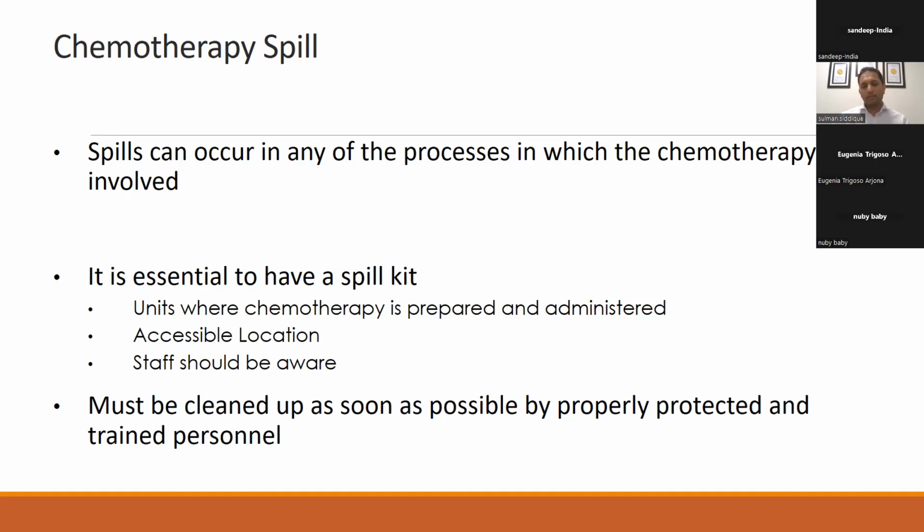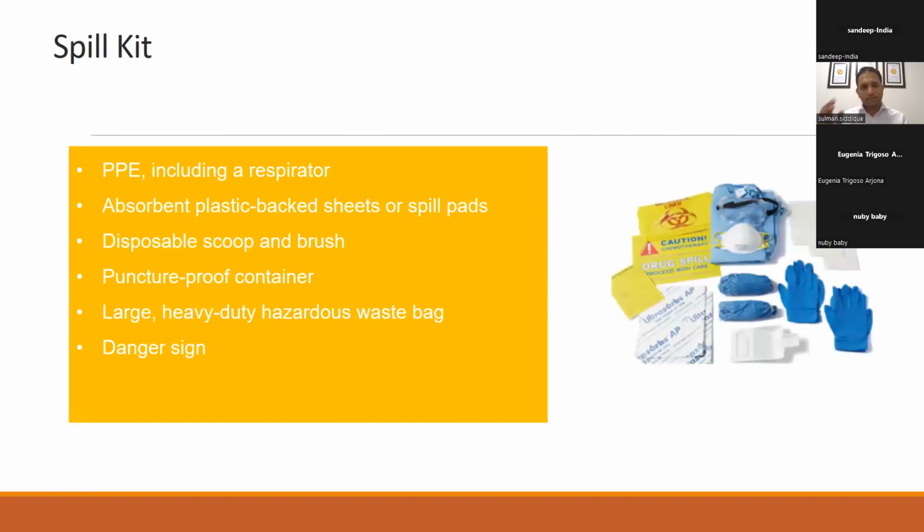As soon as the spill happens, it must be cleaned up as soon as possible. You can see the contents of a spill kit: usually PPE with an N95 respirator, absorbent plastic-backed sheets and spill pads, a disposable scoop and brush, puncture-proof containers, large heavy-duty waste bags, and a danger sign. You can review the spill kits that you're currently using against this.